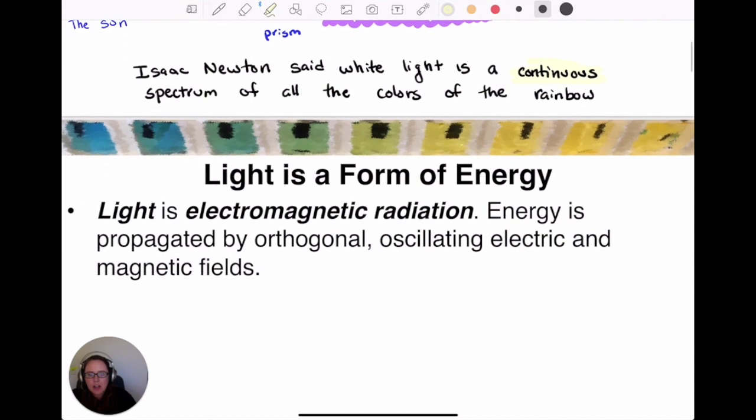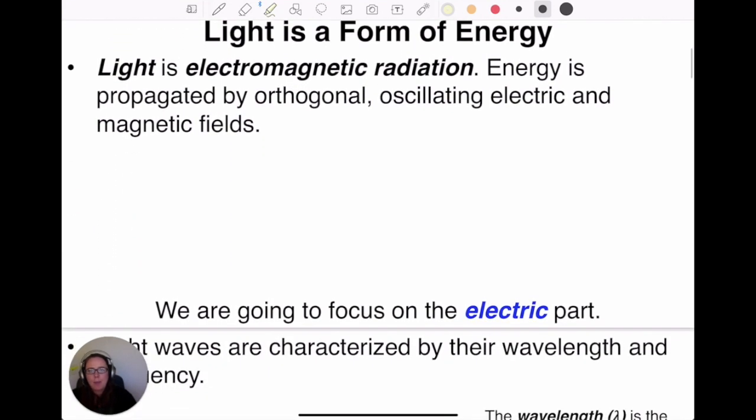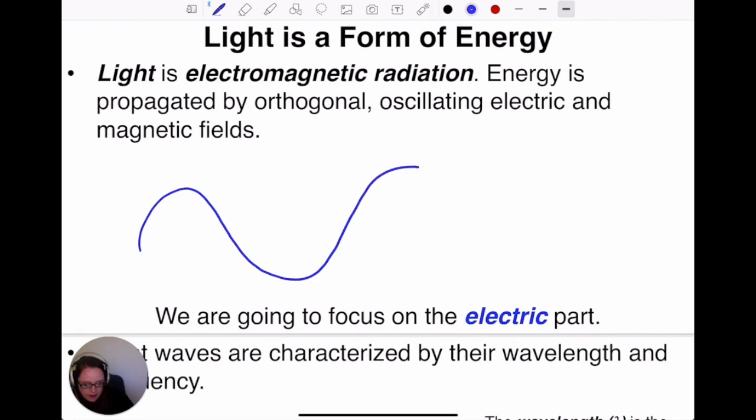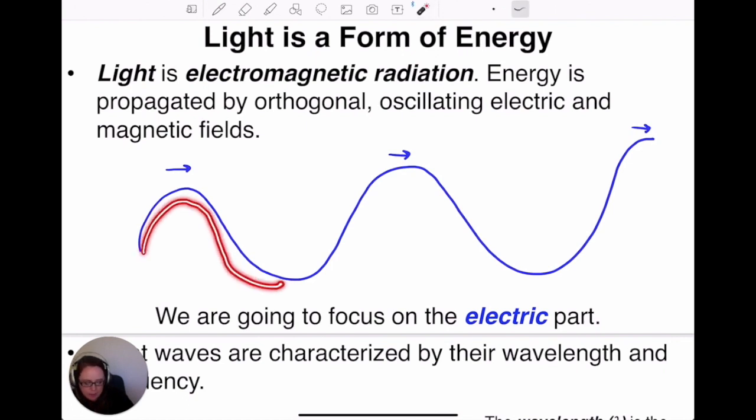So as physicists started to revise their understanding of light, we started to understand that light is a form of electromagnetic radiation. So light is energy that is being propagated by orthogonal, oscillating, electric and magnetic fields. So we can take or imagine an electric field. So this would be a single ray of light, one wavelength that moves forward. So here we're moving from left to right, and then the whole wave is going up and down.